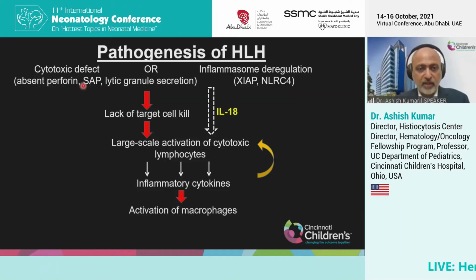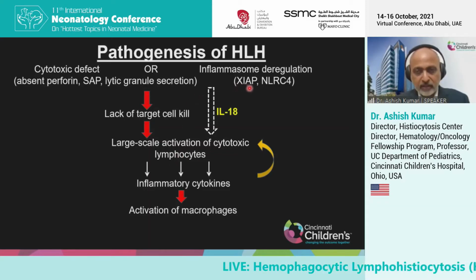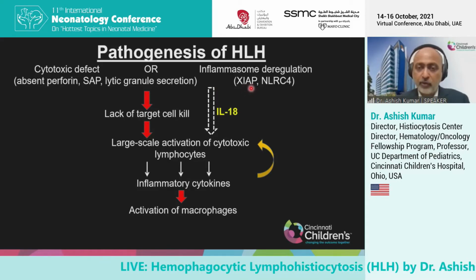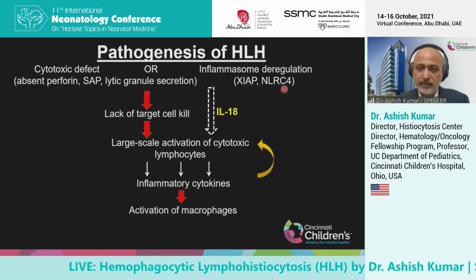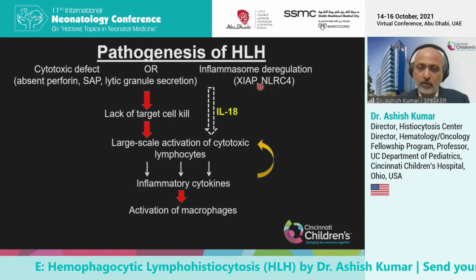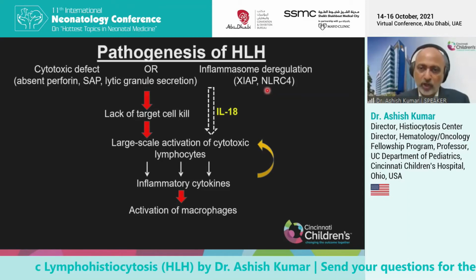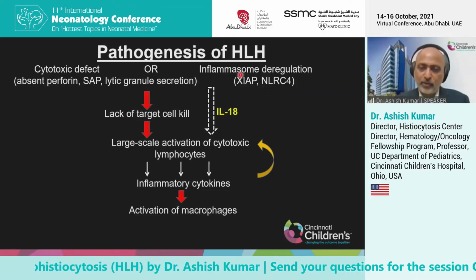If you're missing any of them, you cannot kill the target cell, and if you cannot kill the target cell, those lymphocytes are activated. We now also know that the second X-linked gene that I mentioned, called XIAP, and there's another one that was described recently in the literature called NLRC4. These genes control a new type of organelle in the cell called inflammasome.